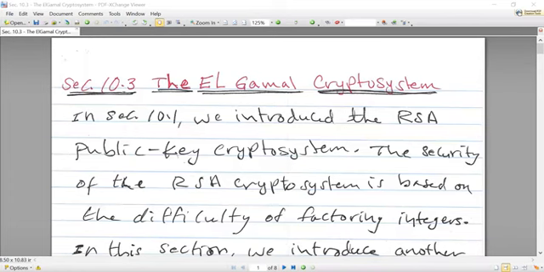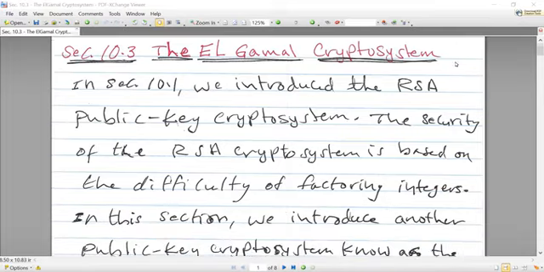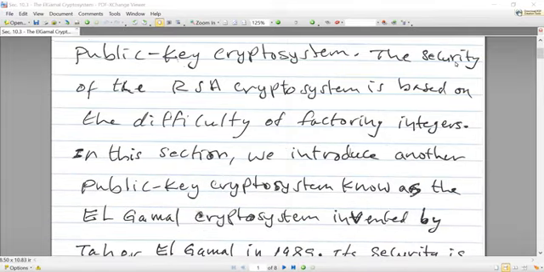So this is the last section of chapter 3. And in this section, we're going to introduce another public key crypto system known as the ElGamal crypto system. This crypto system was introduced by Taher ElGamal in 1985.